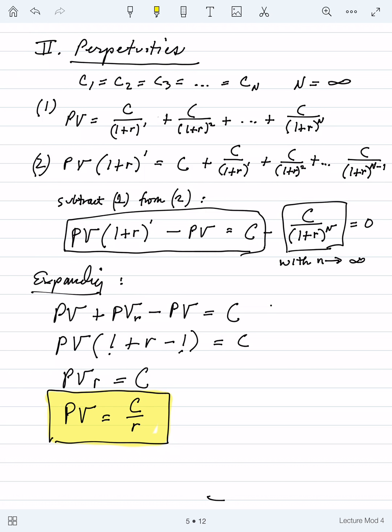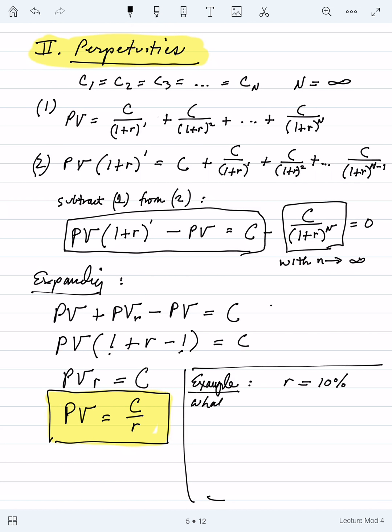So there we have a perpetuity formula. And let's do an example. Let's say, what would you pay to receive $100 at the end of every year, forever, if you were getting an r of 10%? What would you pay to receive $100 at year end, forever? And thus you could give it to your heirs as well.